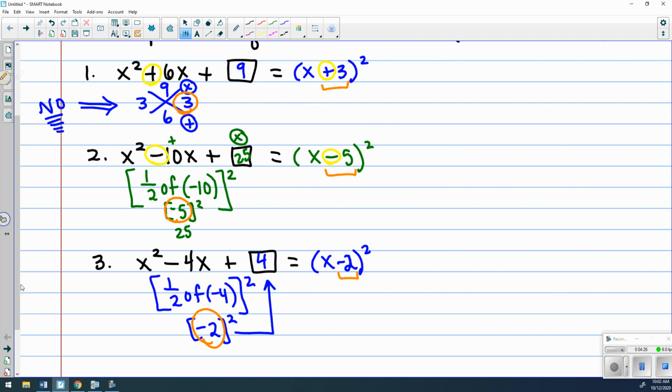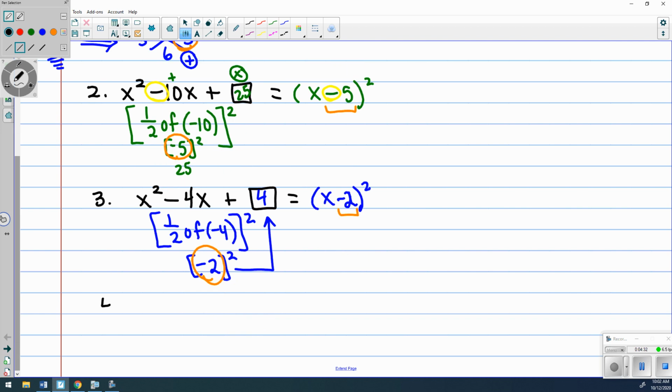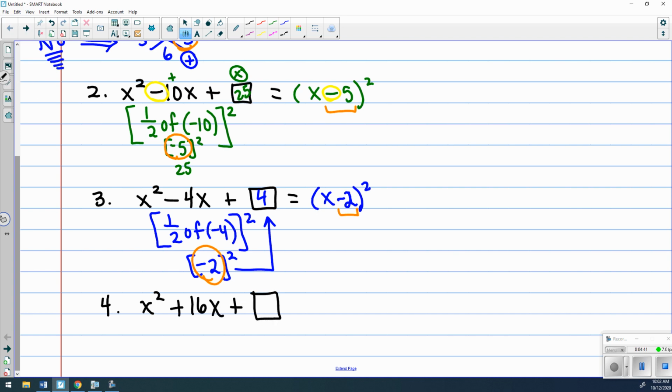Okay, I lied. One more. Let's try one more. Example 4. I'm going to try and give you a really tough one. Number 4, let's do x squared plus 16x, complete the square. Can you complete the square?